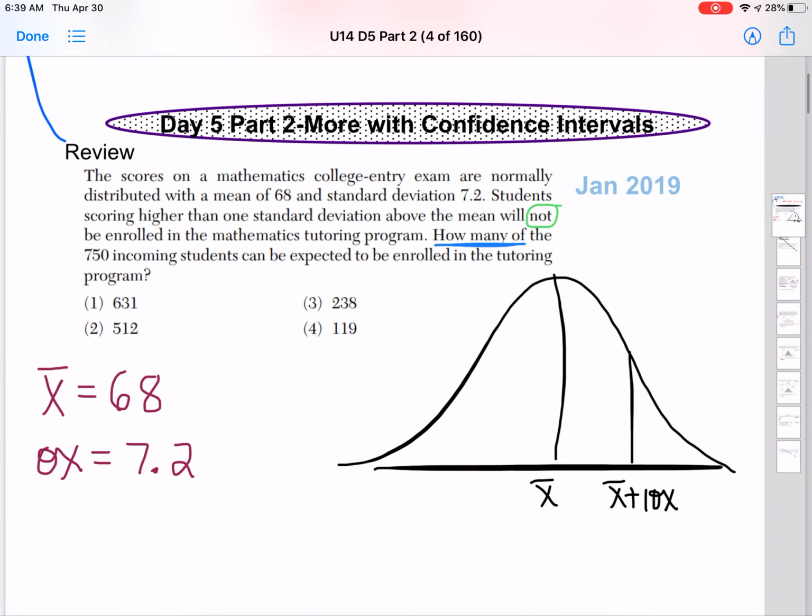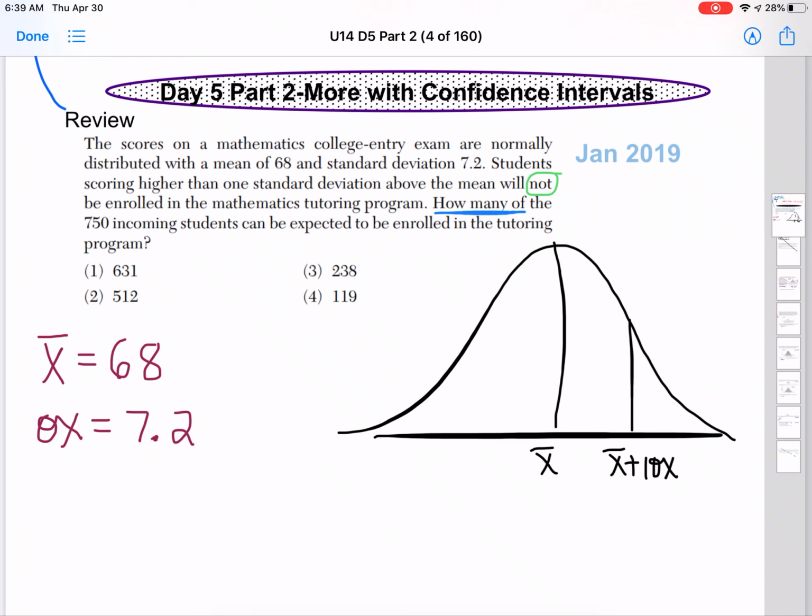Okay, guys, here we go. We're going to do day 5, part 2, more with confidence intervals. So really, we're just going to practice what we did the day before, and then try to just get really good at it.